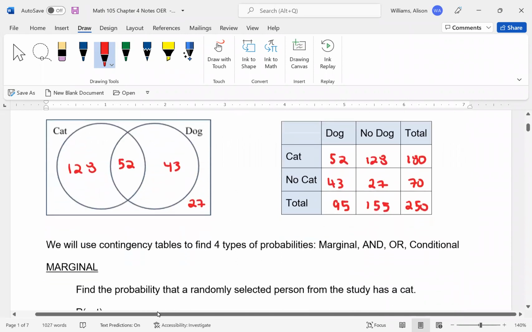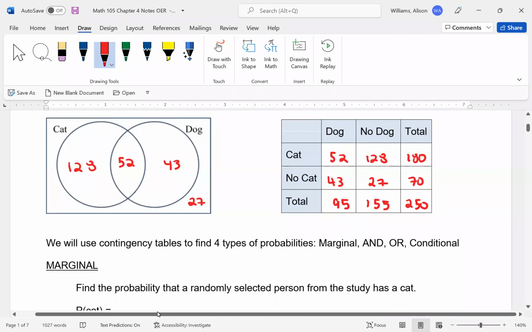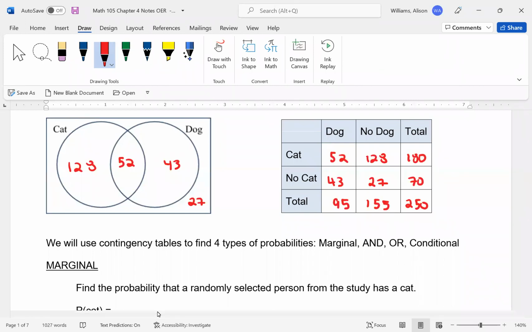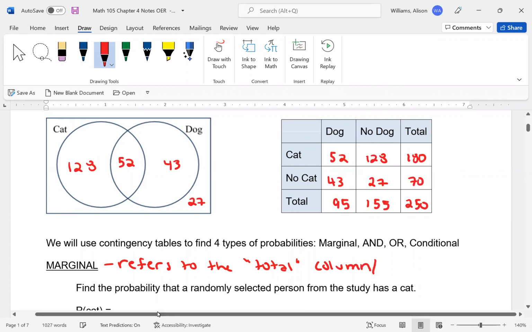So let's go ahead and look at some types of probabilities and discuss how they relate a lot to contingency tables. The first type of probability we're going to look at is called marginal. A marginal probability is really referring to the total row or column. So it refers to where it literally says total, the last column and the last row. That's where we're going to be getting our probability information from.